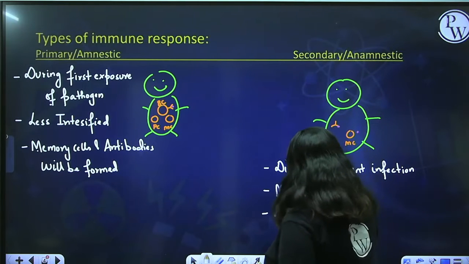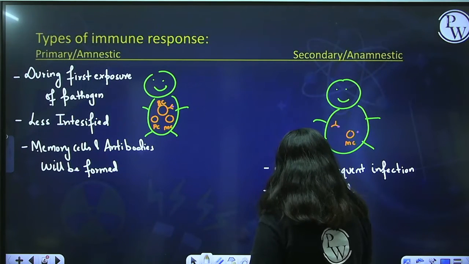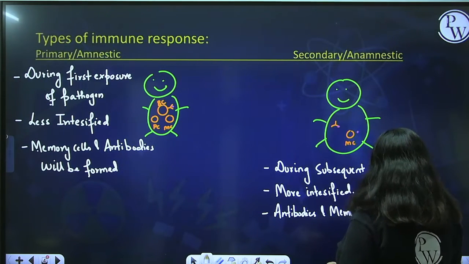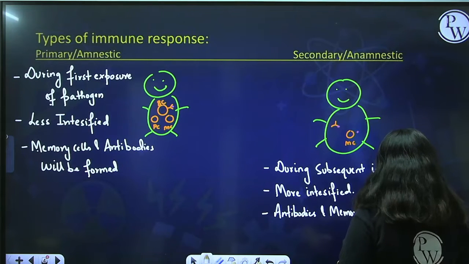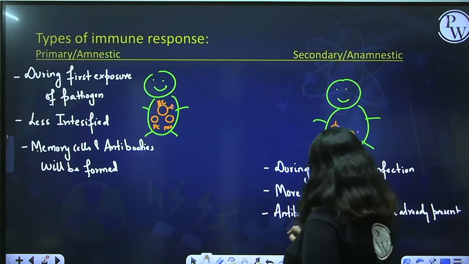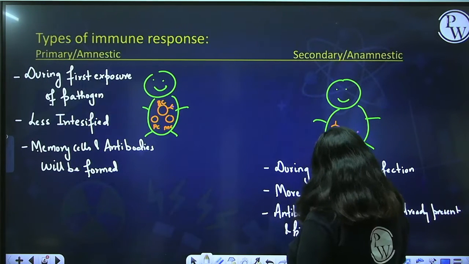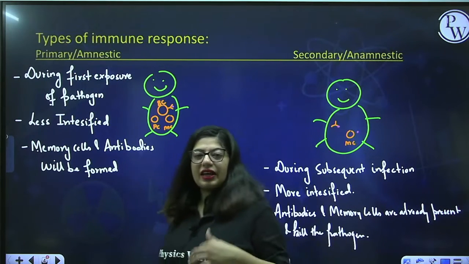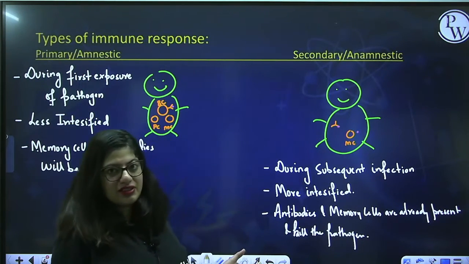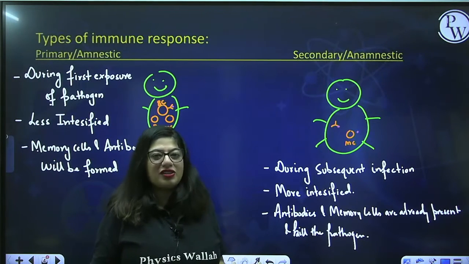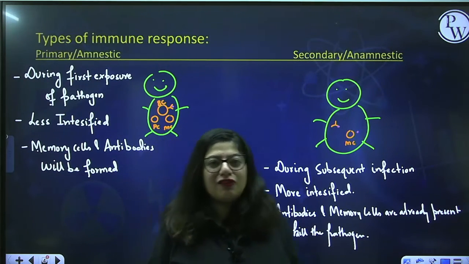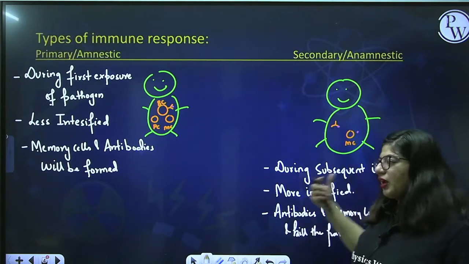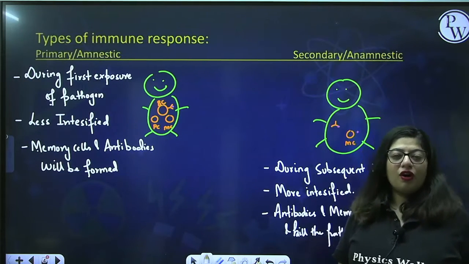Here antibodies are already present and memory cells are already present, and they kill the pathogen. So this is how your body reacts towards the second exposure, and that is usually less intensified. And this is why it is said that if you get chickenpox once in life, you will not get it for the second time. Why? Because we have already produced memory cells and antibodies against the virus. If it comes a second time, then it will not be able to cause you disease.